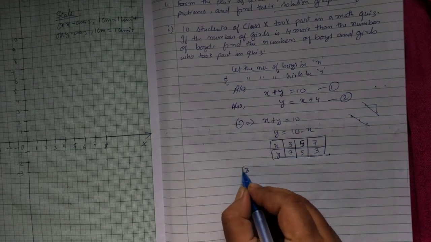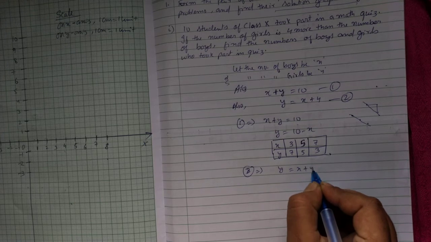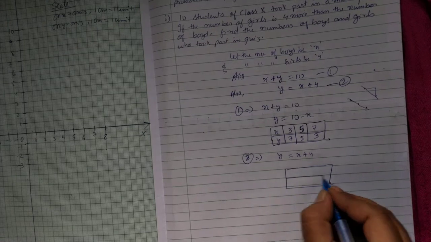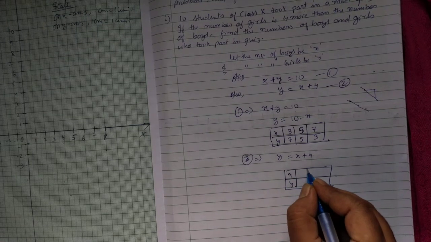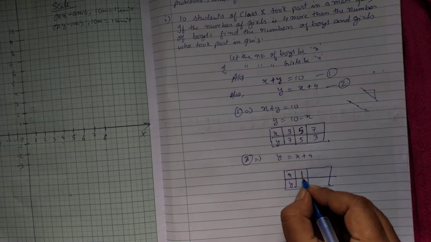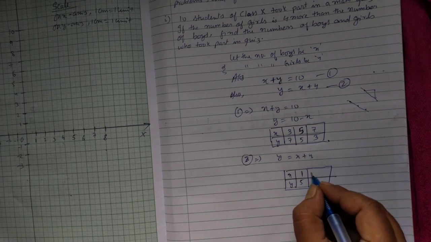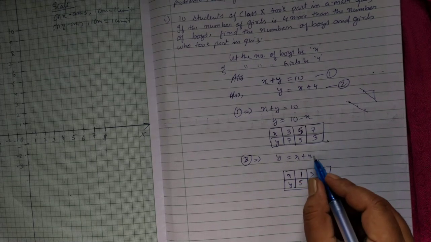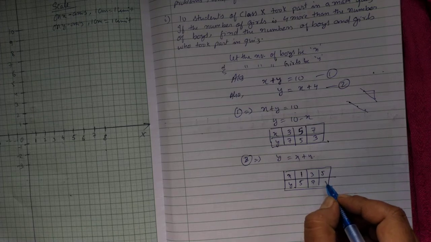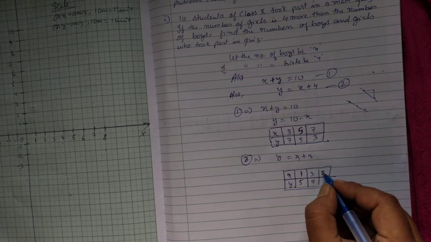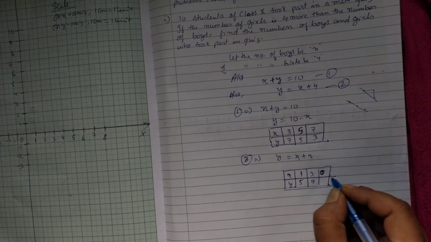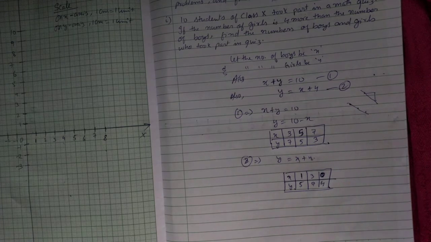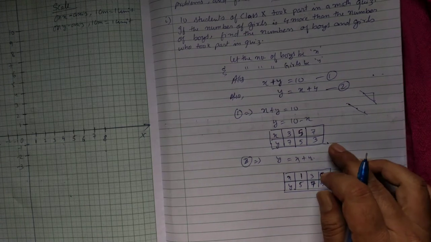Let's find for equation 2 also, y equals x plus 4. Make a box, x, y. If I put 1, 1 plus 4 is 5. If I put 3, 3 plus 4 is 7. If I put 0, 0 plus 4 is 4. We can find as many as you want. Now we have to plot these points on the graph.